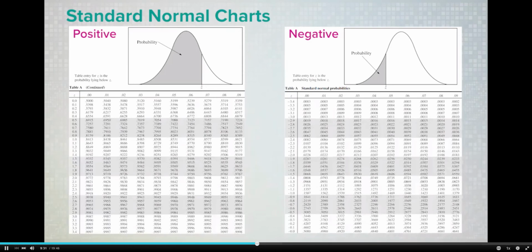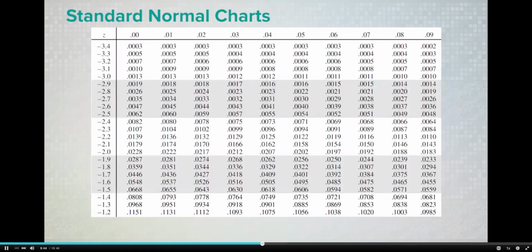If you're looking at the table in front of you, there are actually 2 pages of the table. One has positive z-scores and one has negative z-scores. Since our z-score is negative, we want to look at the negative page of the table. From our chart, the proportion for z less than negative 1.33 is 0.0918.